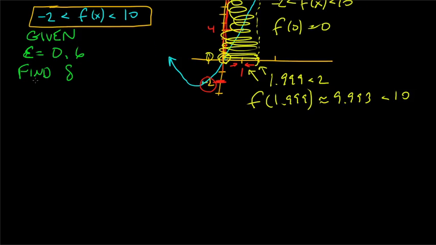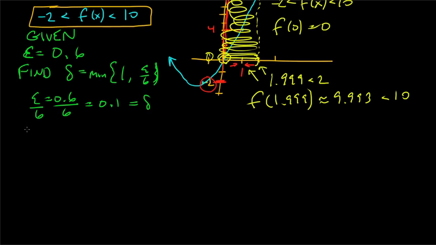So let's see how that works. Remember what our delta was. It's the minimum of 1 and epsilon over 6. So if epsilon is 0.6, then that divided by 6 is 0.1. So I want my delta to be 0.1, which is less than 1. So it's the minimum of 1 and 0.1, and 0.1 being the smaller number, that's the one I'm going to choose.